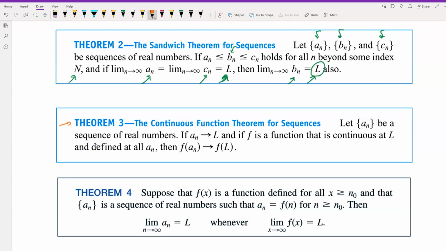So here again, theorem 3, the continuous function theorem for sequences. Let an be a sequence of real numbers. If an approaches L, and if the function f is continuous at L and defined at all an, then f of an approaches f of L. Theorem 4: suppose that f of x is a function defined for all x greater than or equal to n sub 0, and that an is a sequence of real numbers such that an is equal to f of n for n greater than or equal to n sub 0. Then the limit of an when n approaches infinity is equal to L, whenever the limit of f of x when x approaches infinity is equal to L.